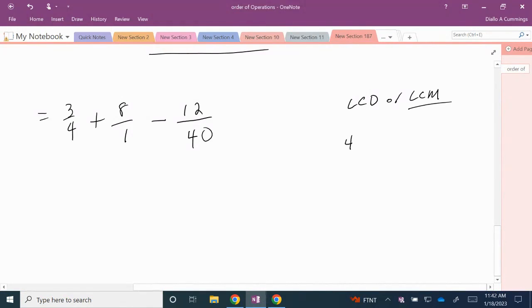So I'm going to take the multiples of 4, because 4 is our first denominator. What are multiples? Well, if I take 4 times 1, I get 4. 4 times 2 is 8. 4 times 3 is 12. 4 times 4 is 16. And that's going to keep on going. Now, since I have 1 in the denominator, I'm not going to find the multiples for 1. That would simply just be 1 through infinity.